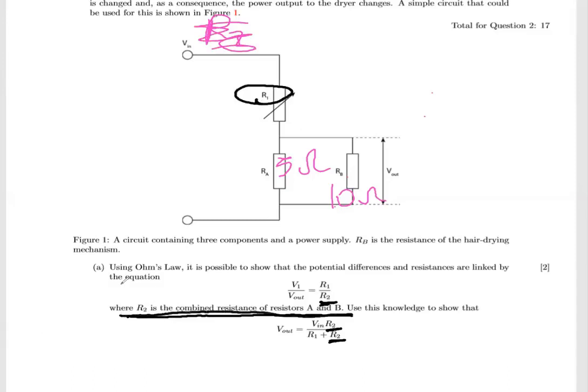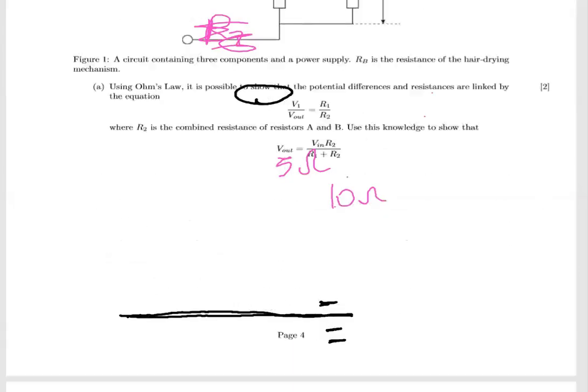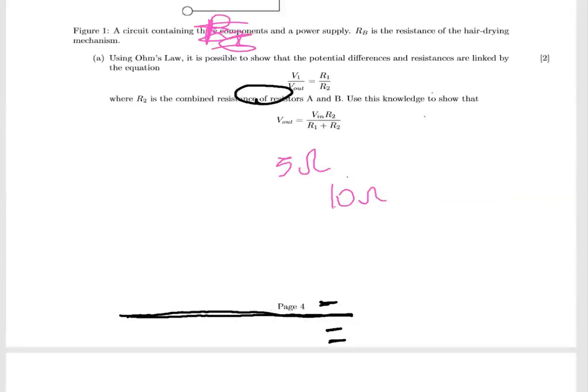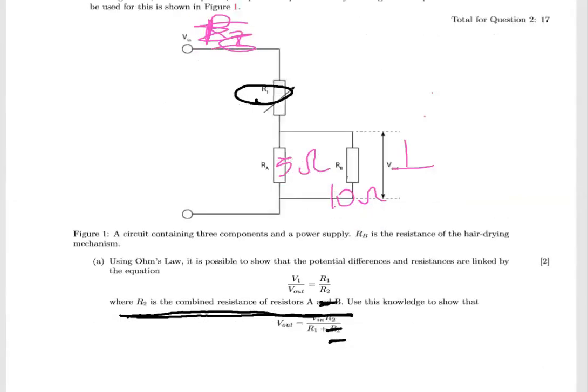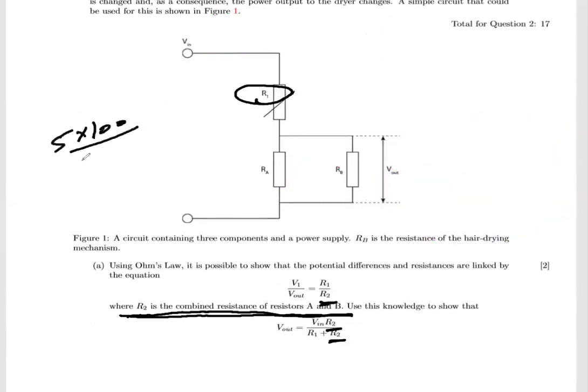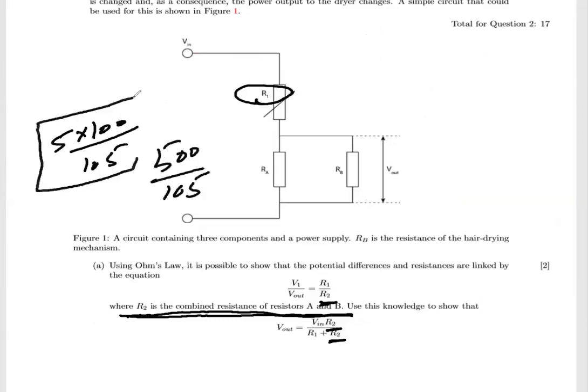So are they asking to find R1 or R2? No, they asked just to find R2, and hopefully the mark will be equal to 1. Yes, that is 1 mark. So you just need to find R2. That's so easy: 1 over 100 plus 1 over 5. So 500 divided by 105. For two resistors, use this scheme. So 500 divided by 105, use the calculator.